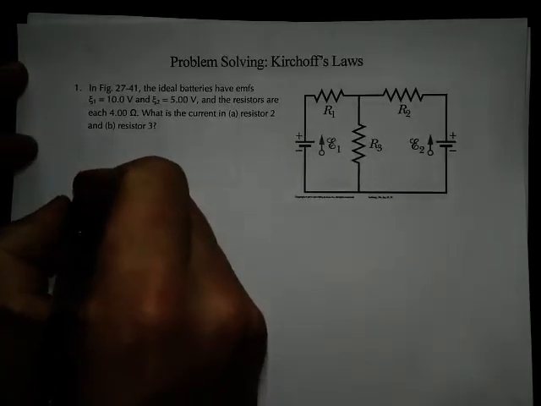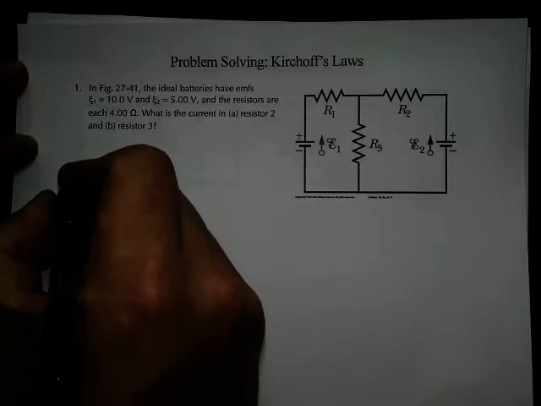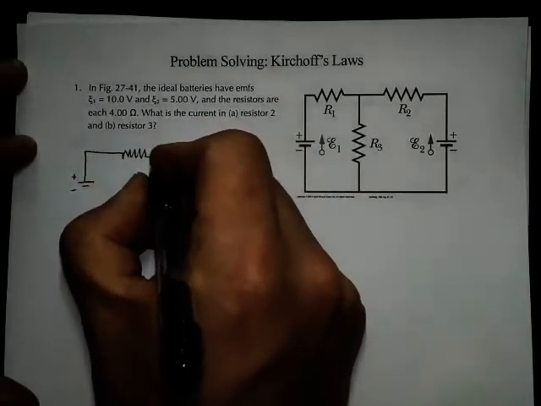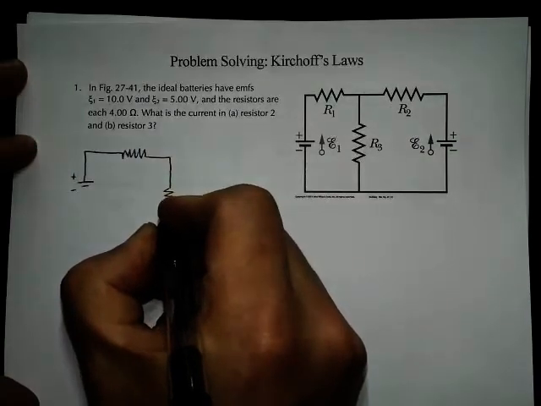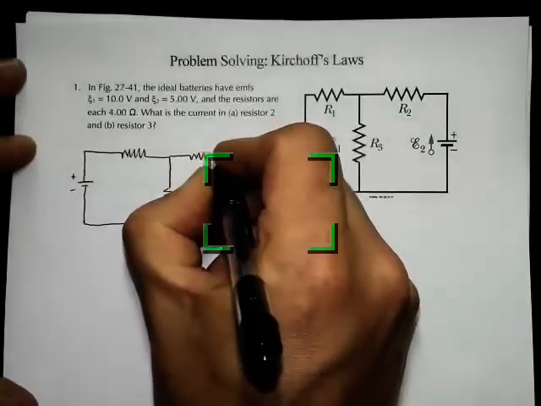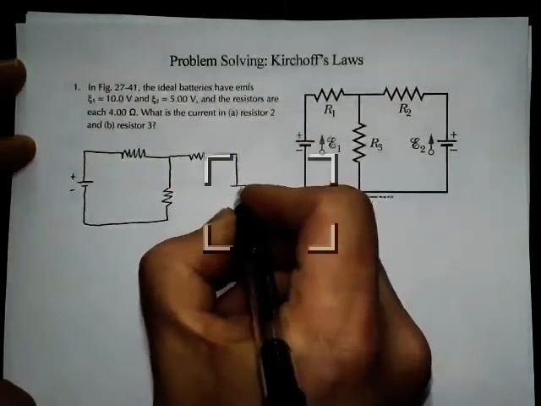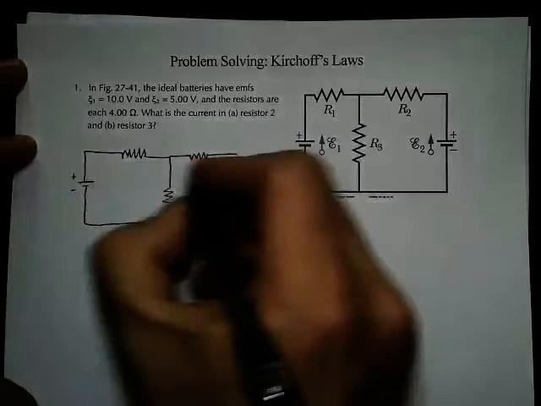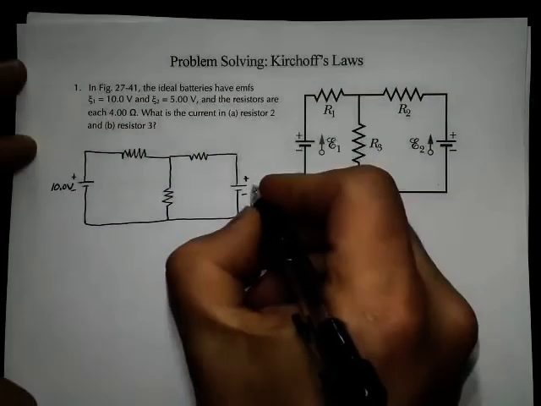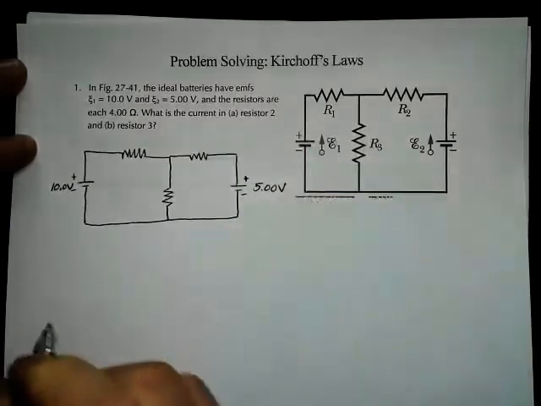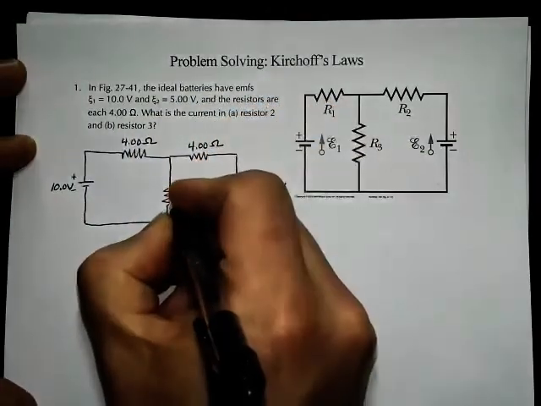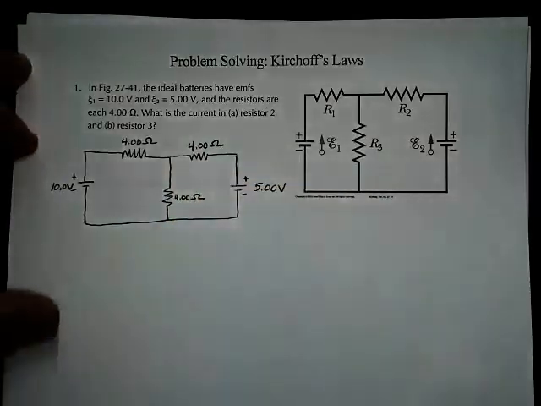I'm going to start by redrawing the circuit because I'd like to add some details to that circuit diagram, and there's not a ton of space in the one they provide in the figure. I'm also going to plug in the numbers for the resistors and the batteries. So let's see, this is a 10 volt battery. Over here is a 5 volt battery, and each of these are 4 ohm resistors. All right, so there's our circuit.